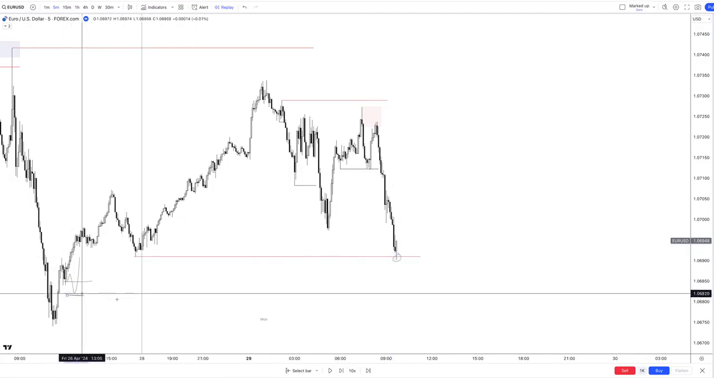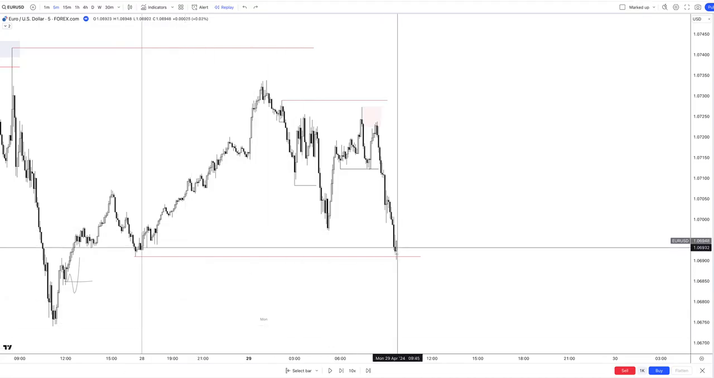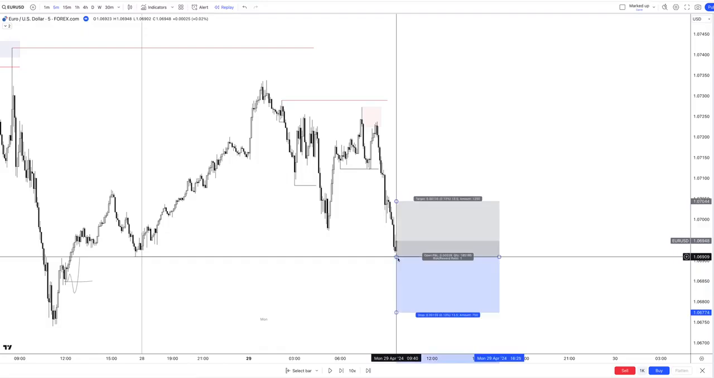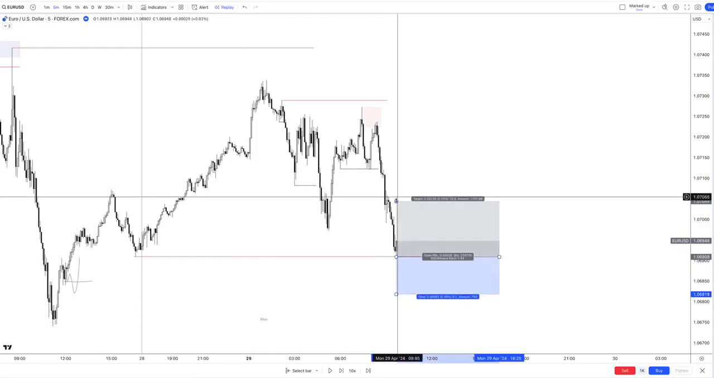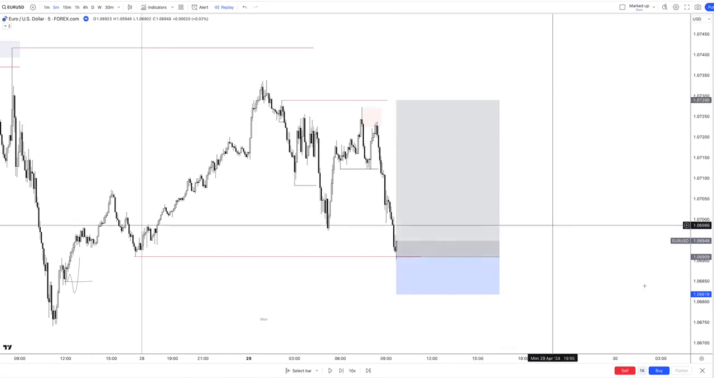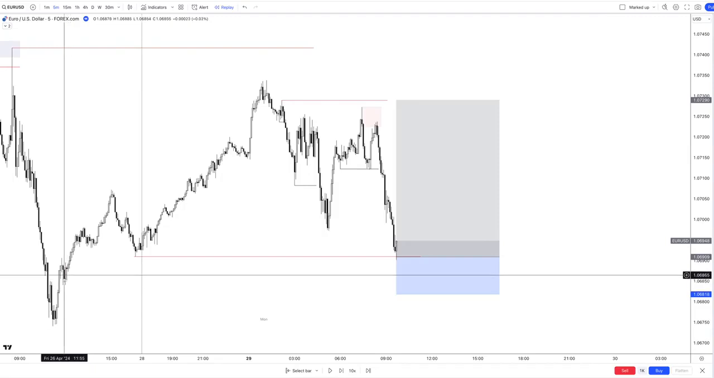My stop would go below here, so something like this. I would have taken the buy like this when we stabbed the low, and my stop would go, look at my crosshair, below that liquidity block, and I'll target liquidity to the upside. Simple stuff. But unfortunately, we had no liquidity blocks to the left-hand side.